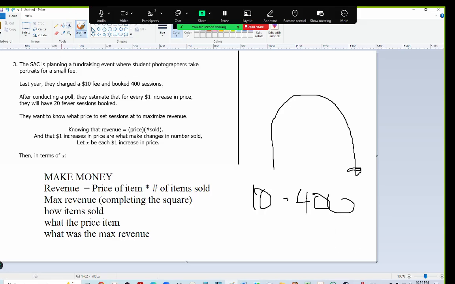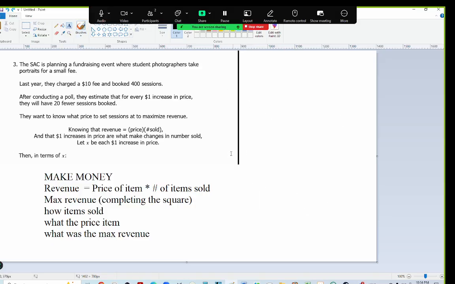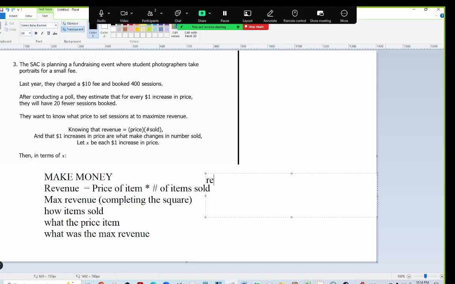How you write that is this. Here's how you construct these formulas always. Revenue is called big R, is going to be open brackets, the initial price plus the change in price times X, times the initial number minus the change times X.